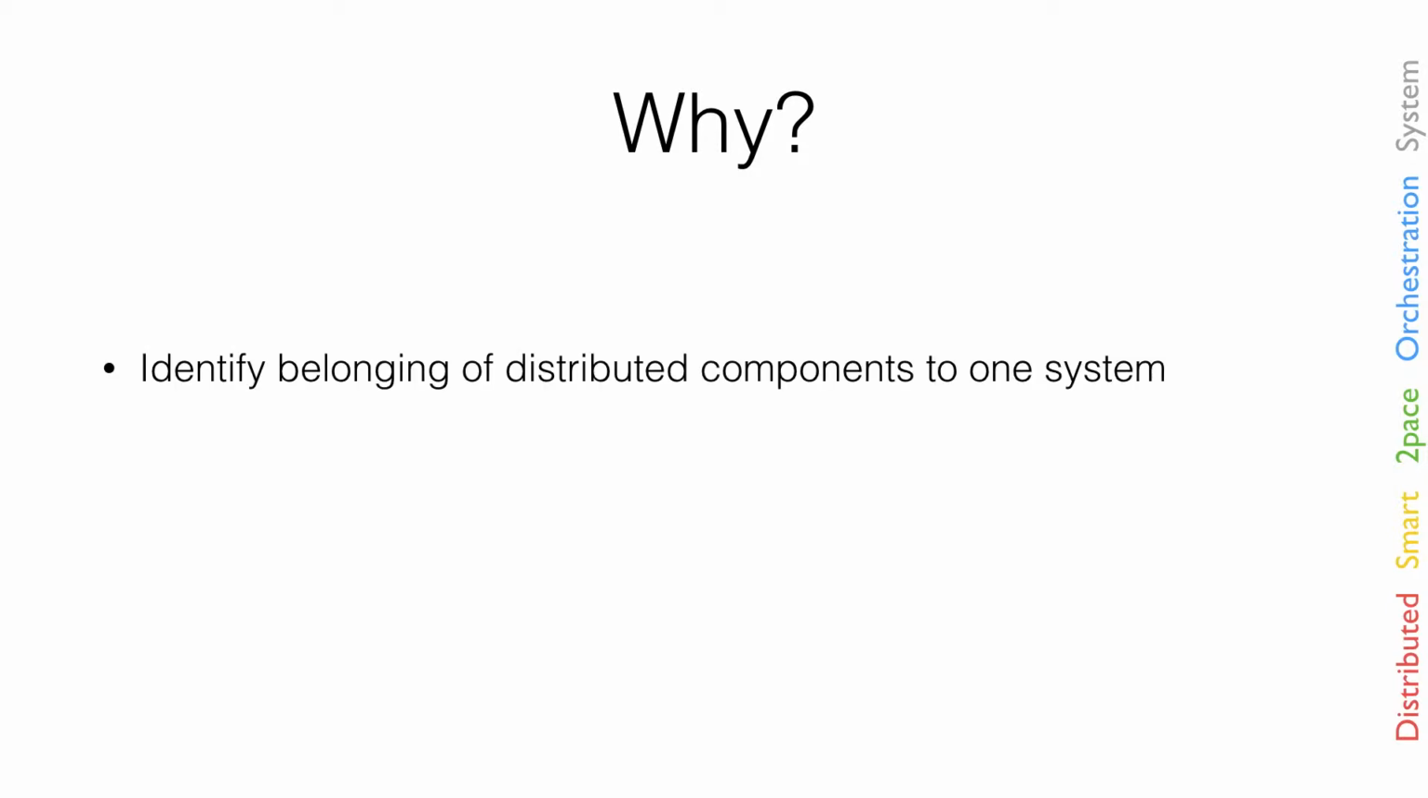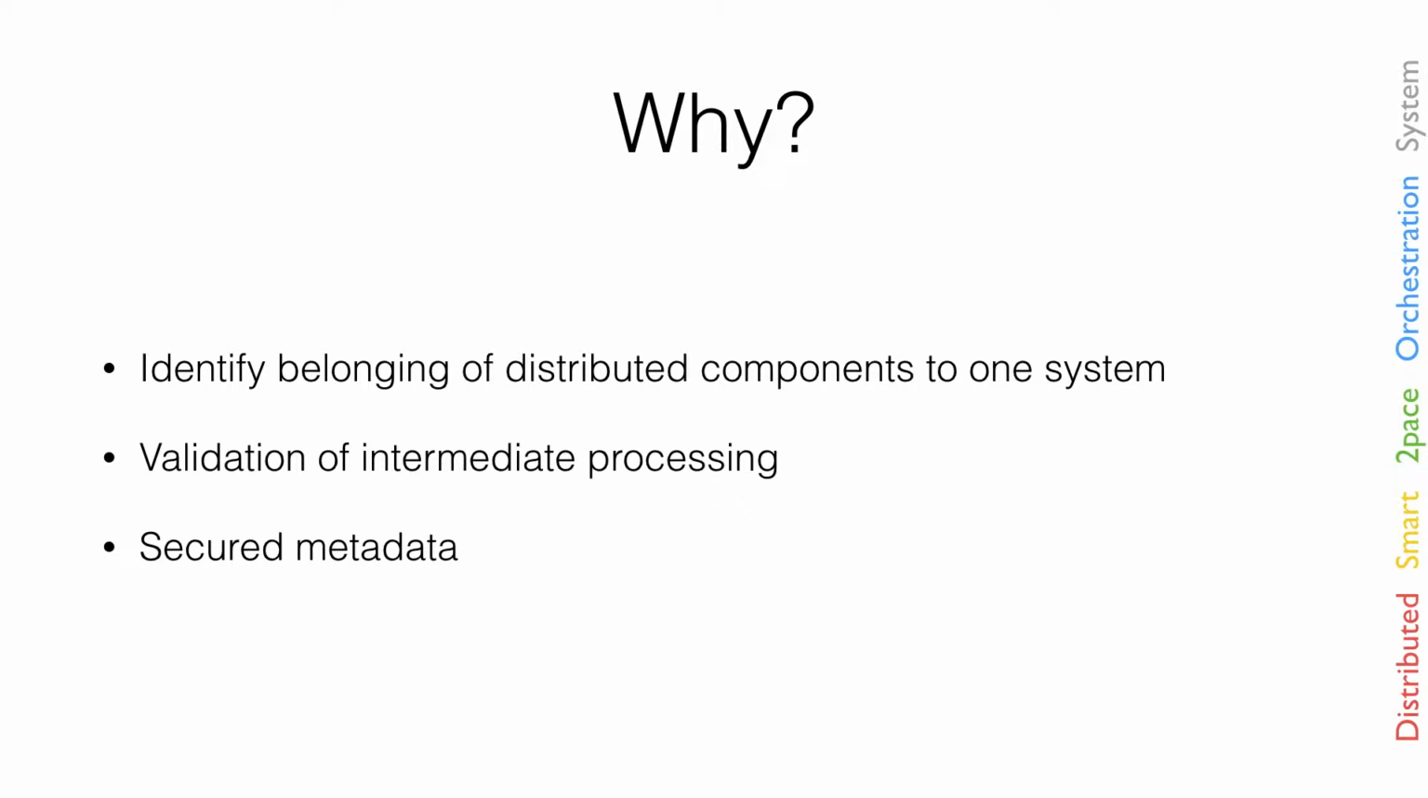Okay, so why do we want to do it? We want to reach the following goals. We want to identify the belonging of a service to one system, because when you have these IoT services running on distributed nodes within one site, you do not necessarily know that they actually were installed to the site, and therefore it's important that you can cryptographically identify their belonging to the site. Then we want to validate the intermediate processing, so what happened on the way from the developer to the compute node, and then we want to have secured metadata in there.